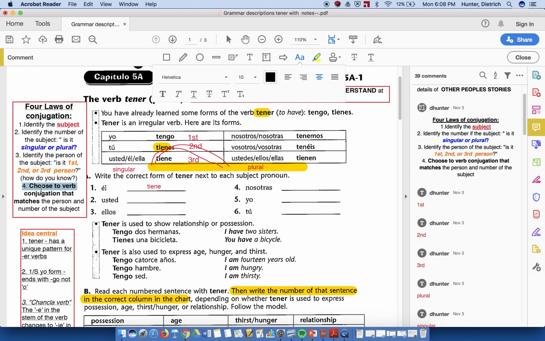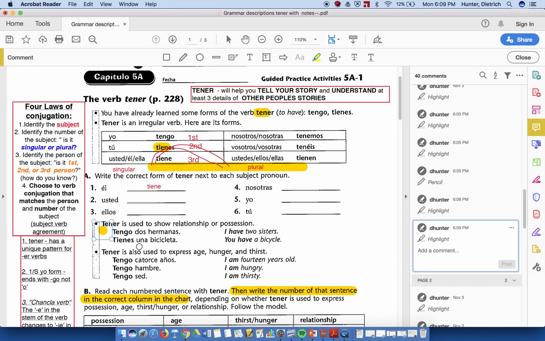Finally, número cuatro, 4. Choose the verb conjugation that matches the person and number. This is just a fancy word for subject verb agreement. El sujeto verbo acuerdo. Super essential to realize that person and number create subject verb agreement. Okay? Es muy importante verla. Okay?